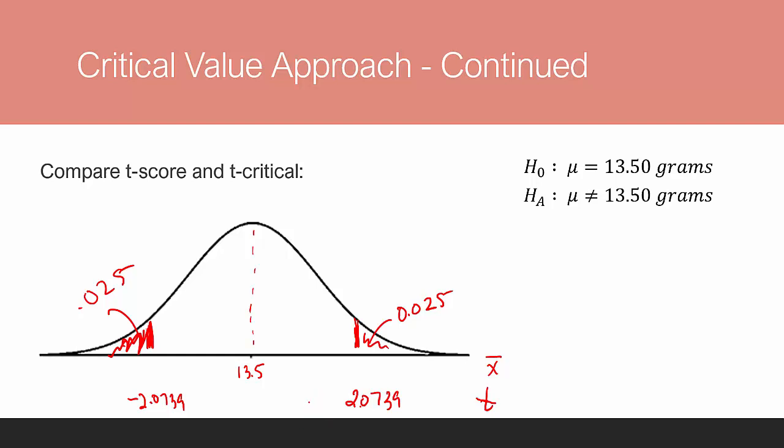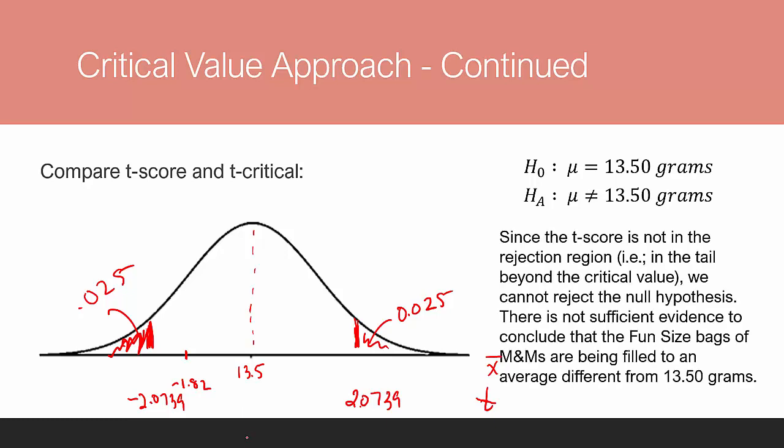the mean. Our sample value happens to be right here. It's only minus 1.82 standard deviations below the mean. So our sample value is not far enough away to say that we can reject the null. Since the t-score is not in the rejection region, in other words, it's not in the tail beyond the critical value, we cannot reject the null hypothesis. There is not enough evidence to say that the fun-sized bags of M&Ms are being filled differently than 13.5 grams. In other words, we cannot say that they are underfilling the bags of M&Ms.